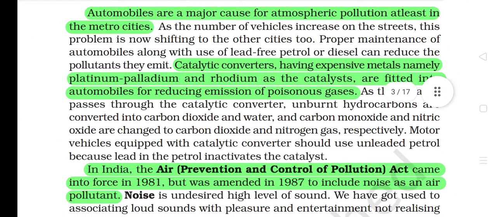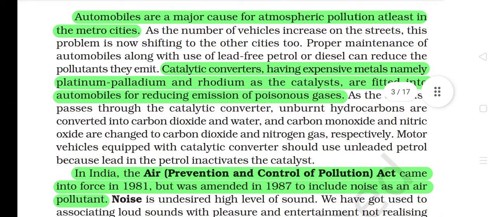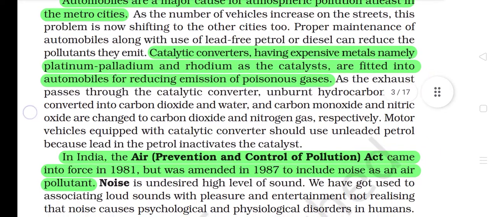Automobiles are a major cause for atmospheric pollution, at least in the metro cities. As the number of vehicles increase on the streets, this problem is now shifting to the other cities too. Proper maintenance of automobiles along with use of lead-free petrol or diesel can reduce the pollutants they emit.